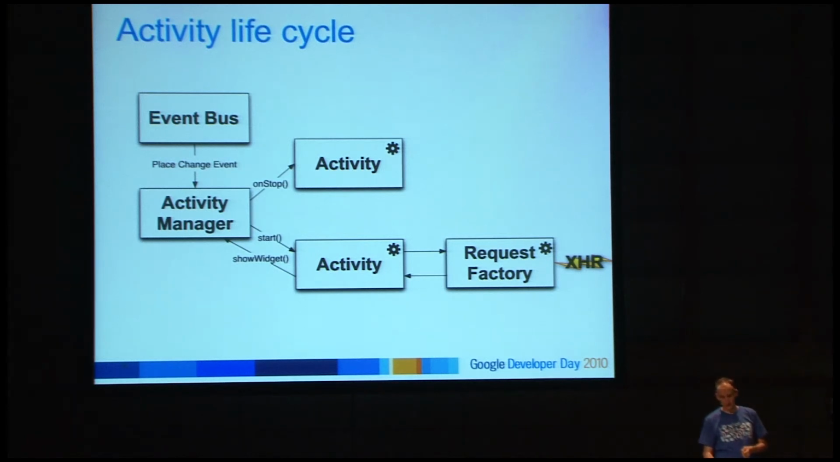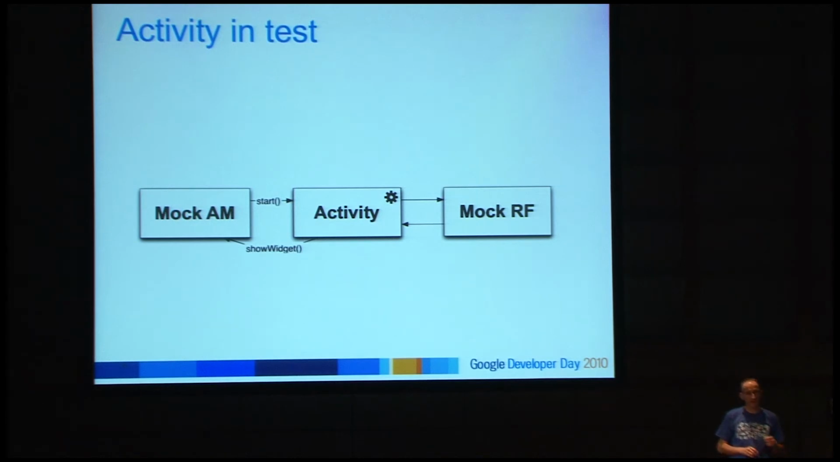So how does this look in testing? Well, we can create a mock activity manager. That's a fake activity manager. And we can use the activity that's automatically generated. And we can create a mock request factory, or a fake request factory. Now, we can test our activity and any changes we've made to it. Because these activities are quite isolated. These activities don't talk to other activities. They're independent. It's quite easy to set up a little test application with just one activity.